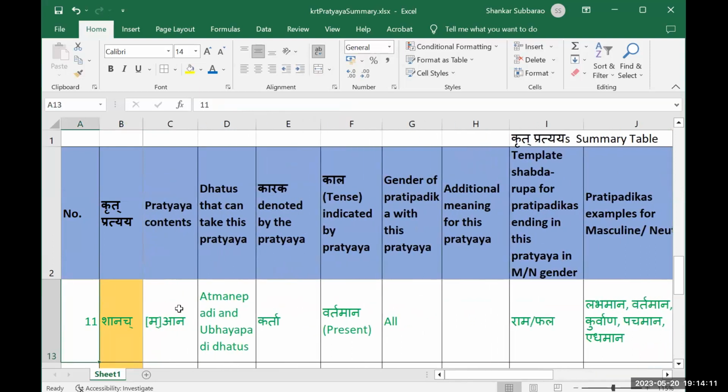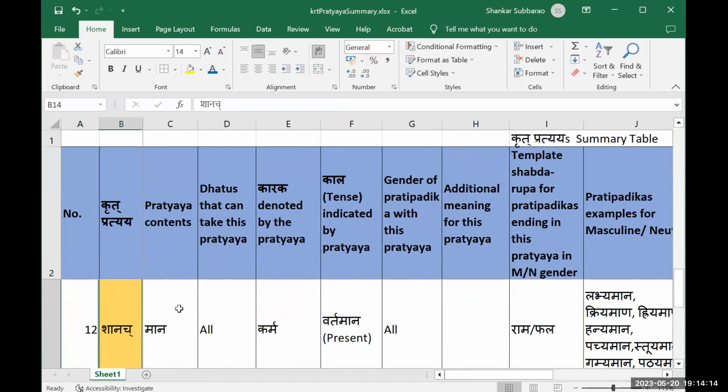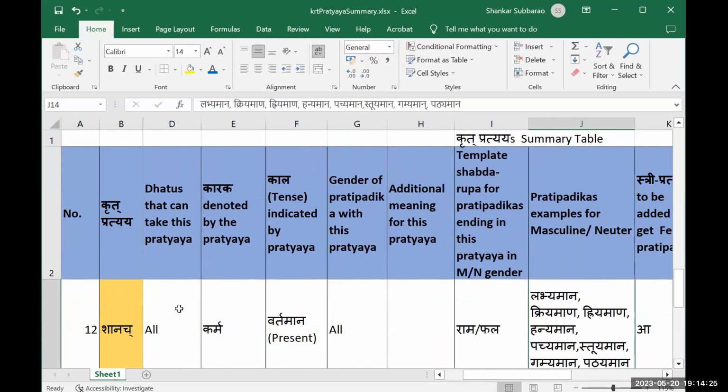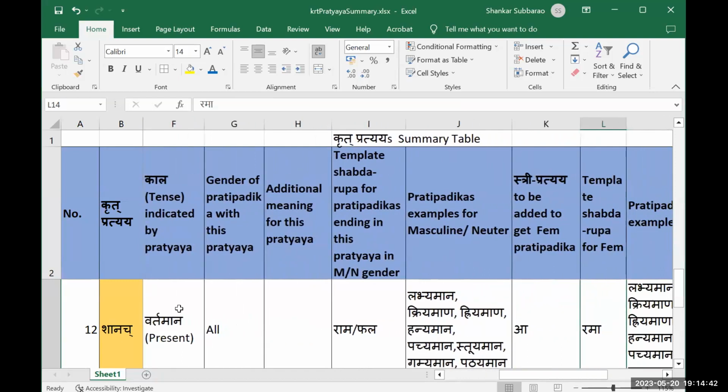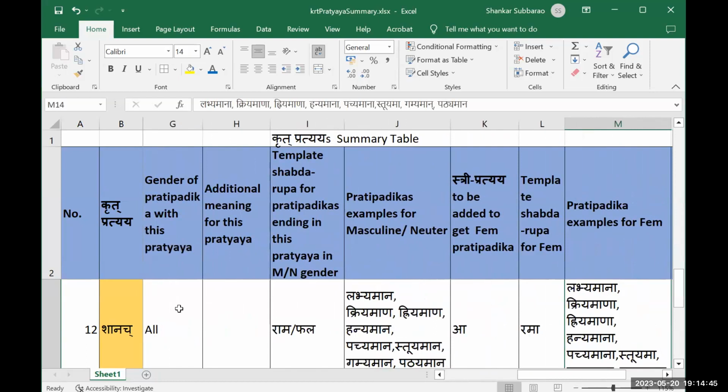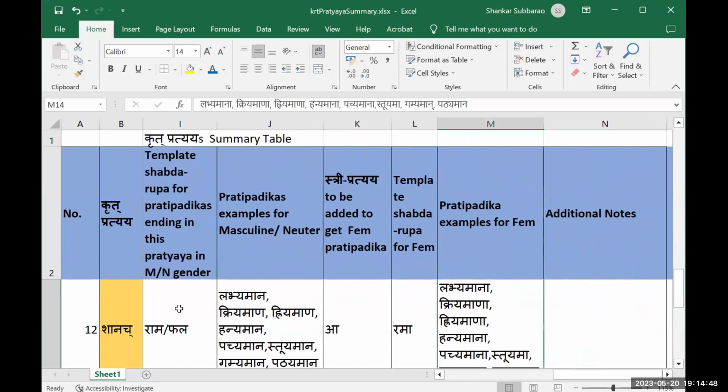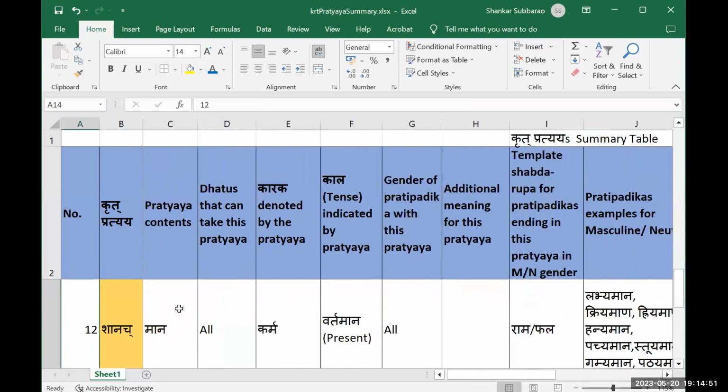Shanac. If you are trying to do Shanac for Karmani Prayoga, what will happen? It will denote karma, and you will find the pratyaya is now not ana but mana, and you'll end up with Labhyamana, kriyamana, hriyamana, hanyamana. Hanyamane sharire in the Gita comes from here. Sharira is what it's denoting. Therefore, hanyamane sharire. Pachyamana, stuyamana, gamyamana. In feminine, add a. So this is for the Shanac Pratyaya.